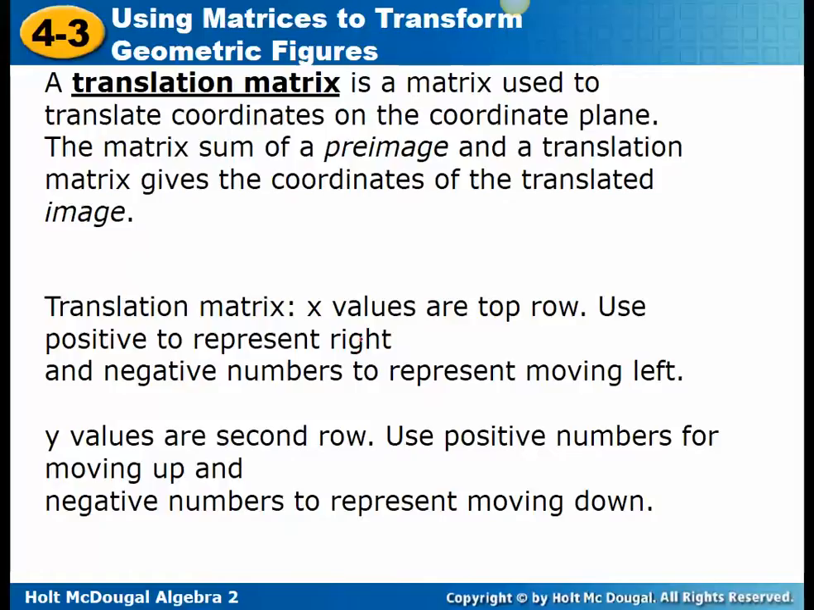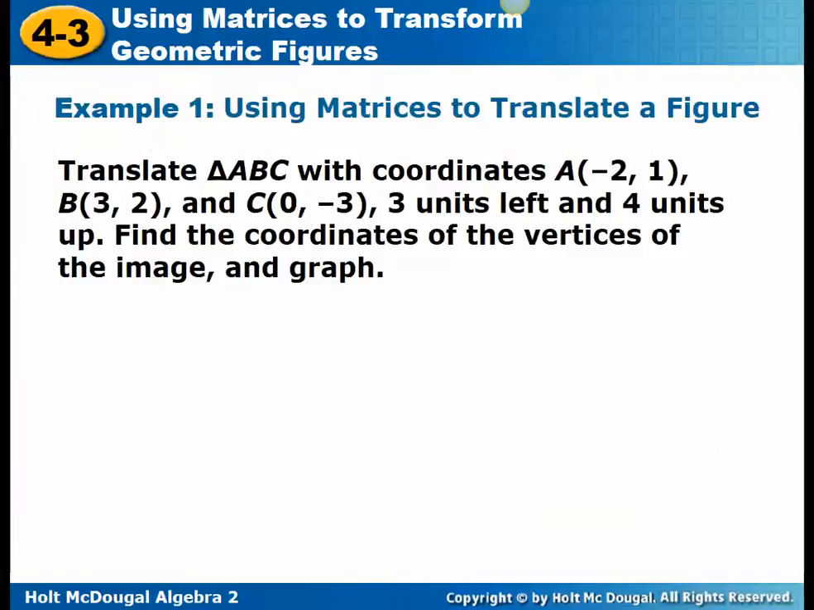Positive numbers will be moving right. Negative numbers will move left. The second row is for the y values. Positive numbers move up. Negative numbers move down. So in this example, we're going to take triangle ABC with these coordinates, and we're going to translate it 3 units left and 4 units up.